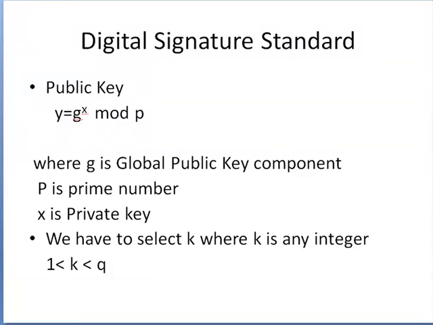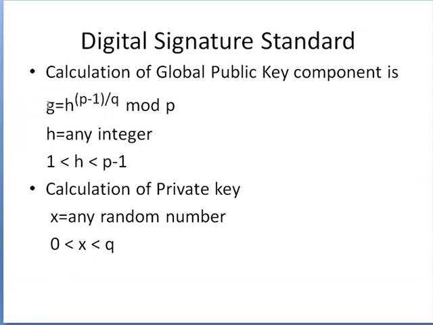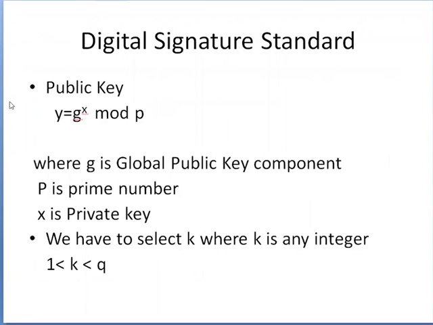Now again you can see here we calculated G. So here it is G raised to X, where X is the private key, mod P, and G is the global public key component. P is a prime number which we derived first at the start of the algorithm, and X is a private key. And the K resides between 1 and Q.